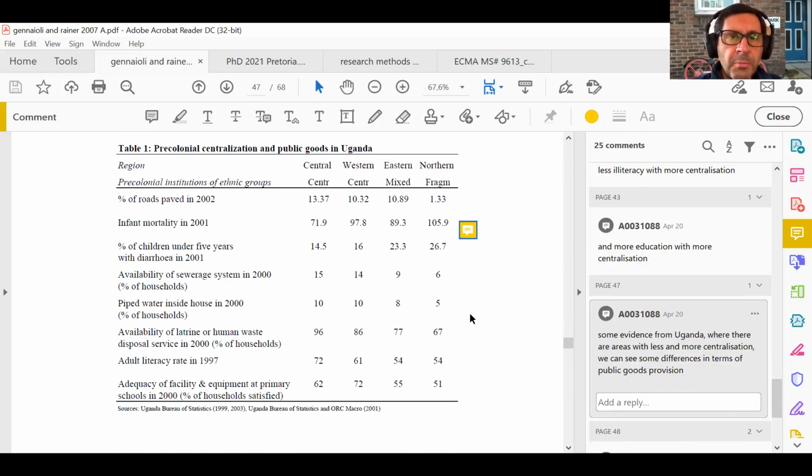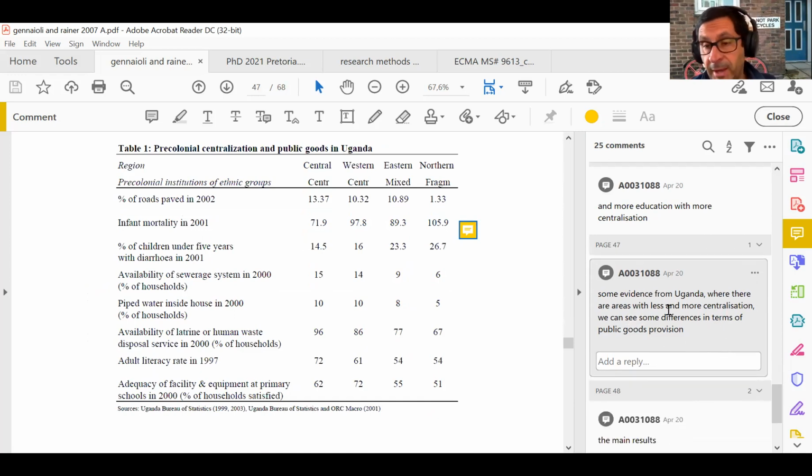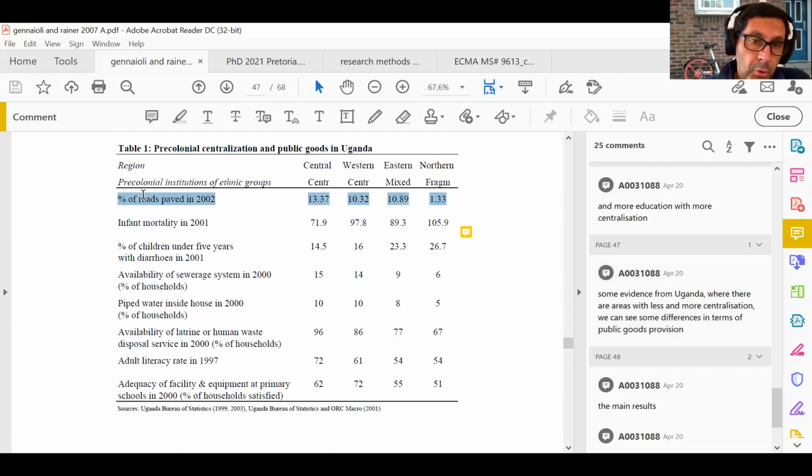Pre-colonial centralization of public goods in Uganda. Let me see what I wrote there. Some evidence from Uganda where there are areas with less and more centralization. We can see some difference in terms of public goods provision. So you can see the public goods proxies there, percentage of roads paved in 2002, infant mortality in 2001.